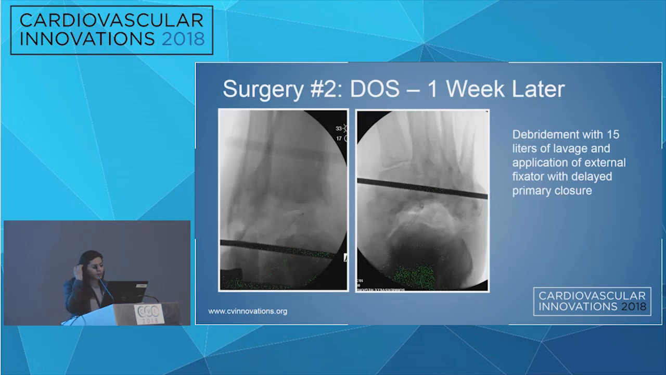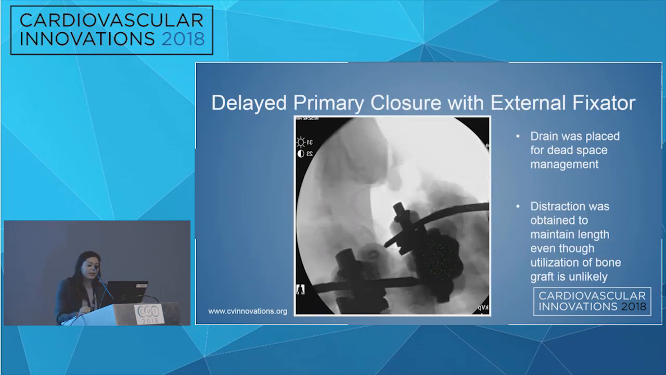So surgery number 2, this is a week later. We wanted to apply an X-fix after debridement with 15 liters of lavage and then do delayed primary closure. He was treated in the hospital with antibiotics for about that week. A drain was placed for the dead space, and distraction was maintained to preserve length, even though the chance of utilizing a bone graft at this time, given the clinical situation, was very unlikely. And then the patient was discharged on antibiotics.